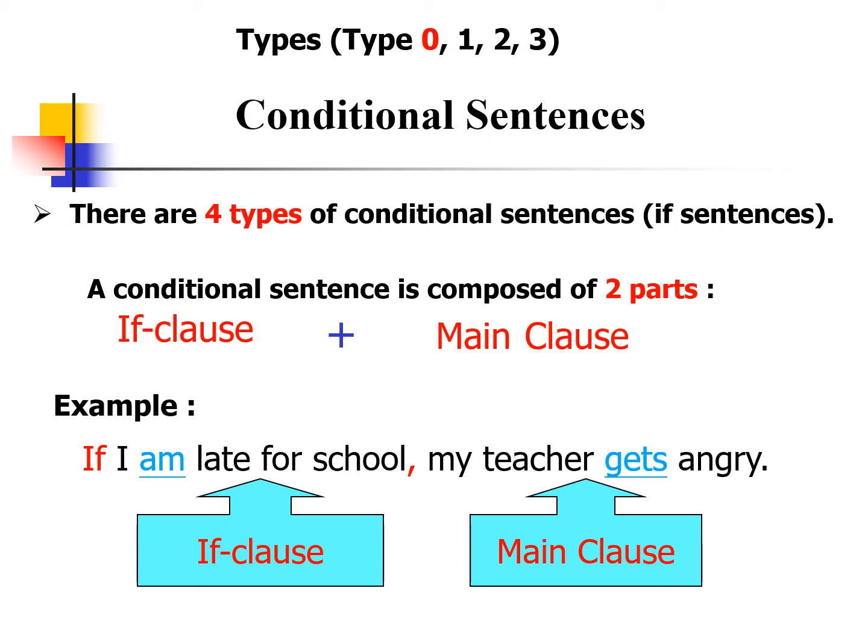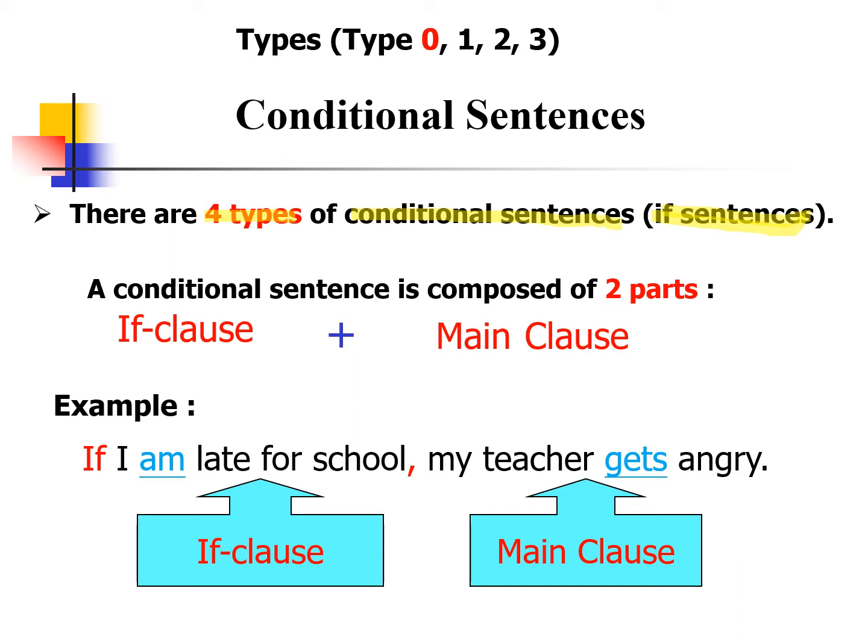Hello everyone. Today we are doing an English grammar lesson and the subject is zero conditionals. Sometimes we call it type zero conditionals. Actually, there are four types of conditional sentences, as you can see here. Sometimes we call conditional sentences if sentences.